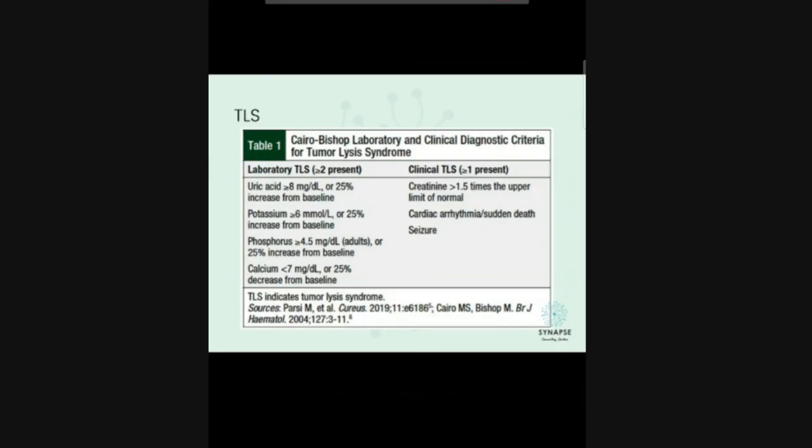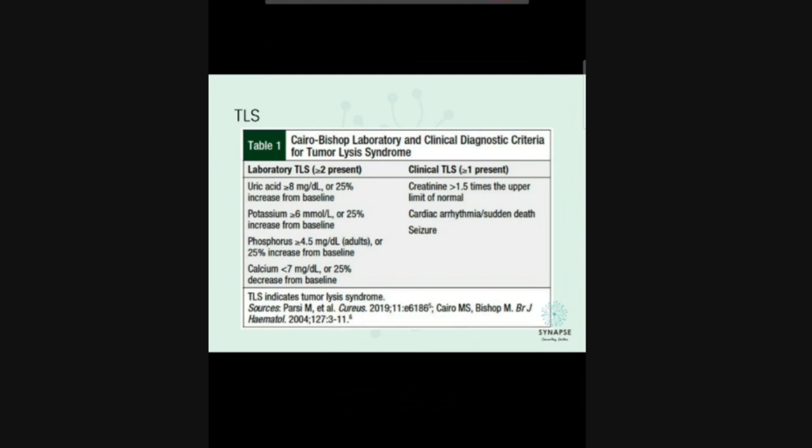In the clinical criteria, the creatinine will be more than 1.5 times the upper limit of normal, or you may have cardiac arrhythmias, sudden death, or seizures. Creatinine 1.5 times the upper limit of normal is a part of acute kidney injury. Cardiac arrhythmias are due to electrolyte abnormalities, especially hyperkalemia. Seizures could be due to hypocalcemia. Among the clinical criteria, if one or more than one is present, it is significant. So creatinine more than 1.5 times upper limit of normal, cardiac arrhythmias, seizure.